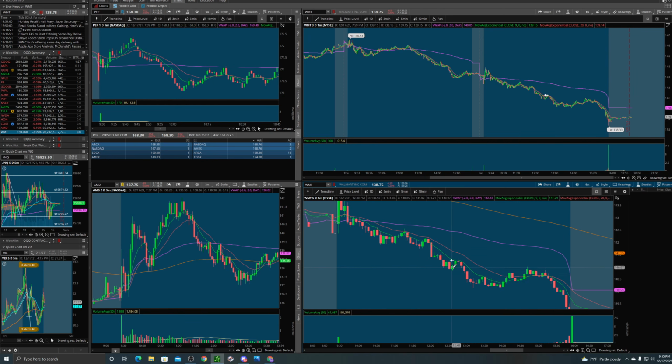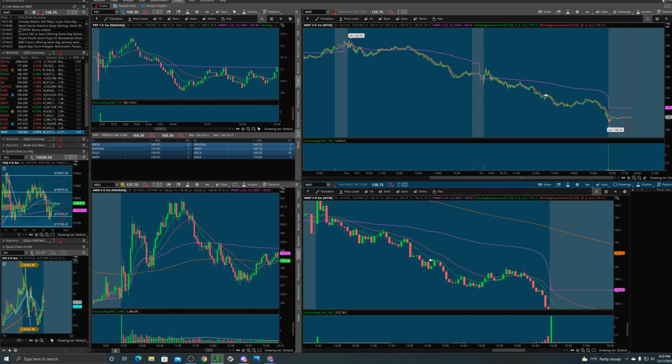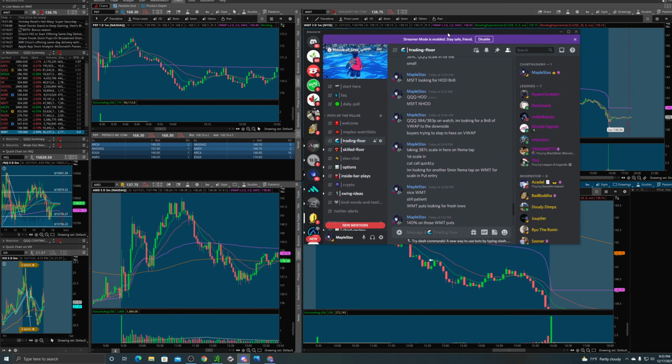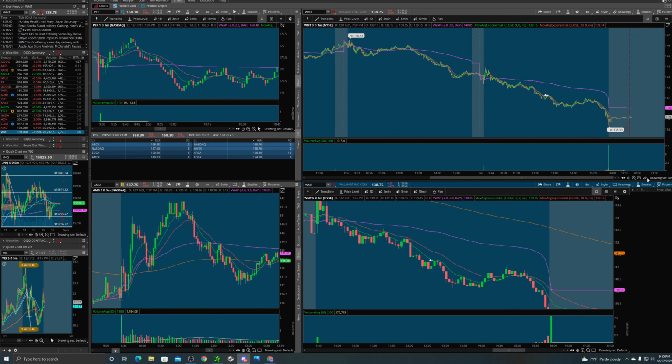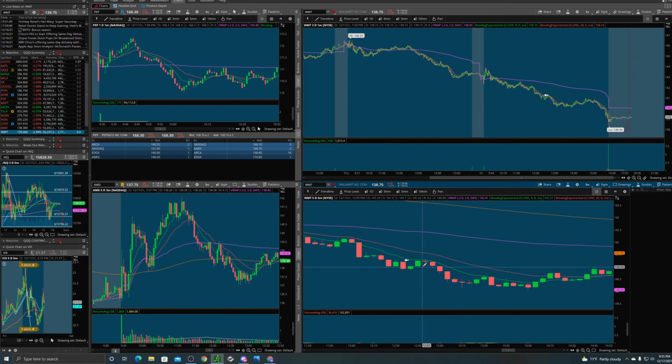So I saw this here at 12:30, and I said, right here, I'm looking for another 5 minute 9 EMA tap on Walmart for a scale in entry. So for me to take an entry, right? So right here at 12:30, we mentioned that right here on this candle. I was waiting for it to pop up. Didn't happen yet. I'm watching it very closely, and very shortly I see it instantly tap, right?